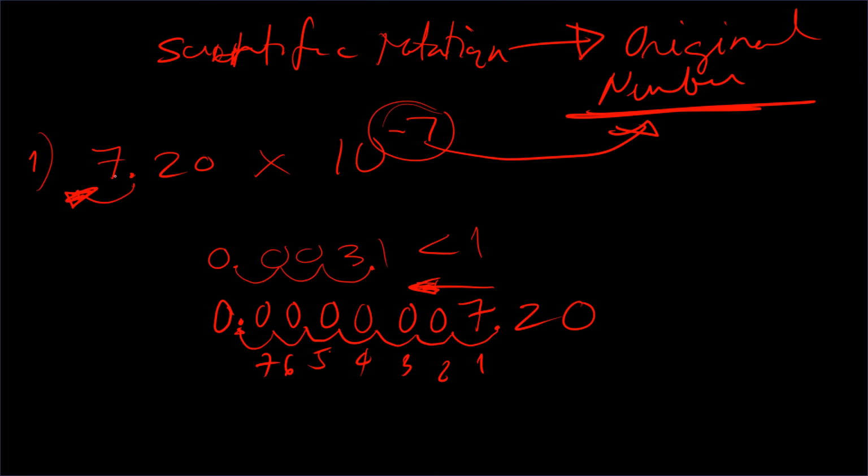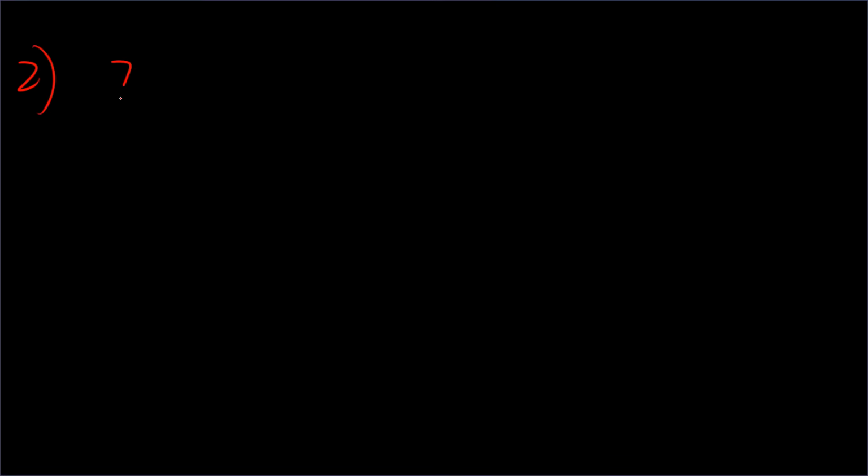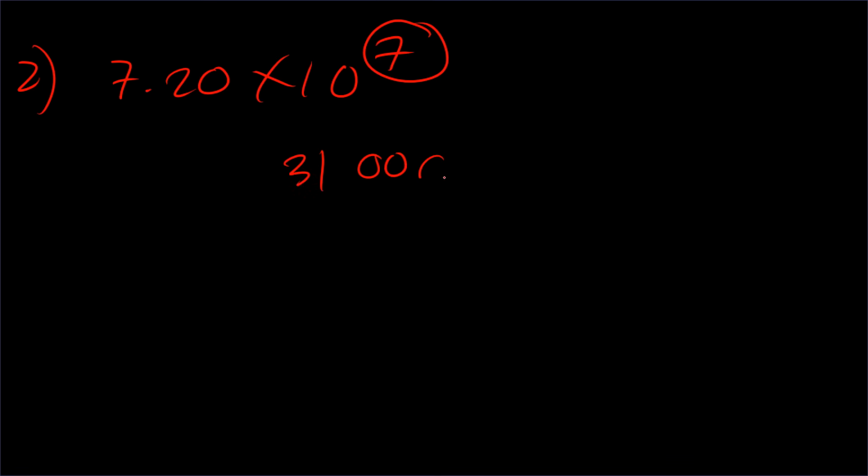So, for example, mas malaki siya sa 1. For example, sa number 2, 7.20 times 10 raised to 7. So the exponent now here is positive. Since sa pag-convert natin, for example, 31,000, to convert this into scientific notation, di ba, we need to move the decimal places to the left. So, 1, 2, 3, and 4. So, yan yung ginagawa natin.